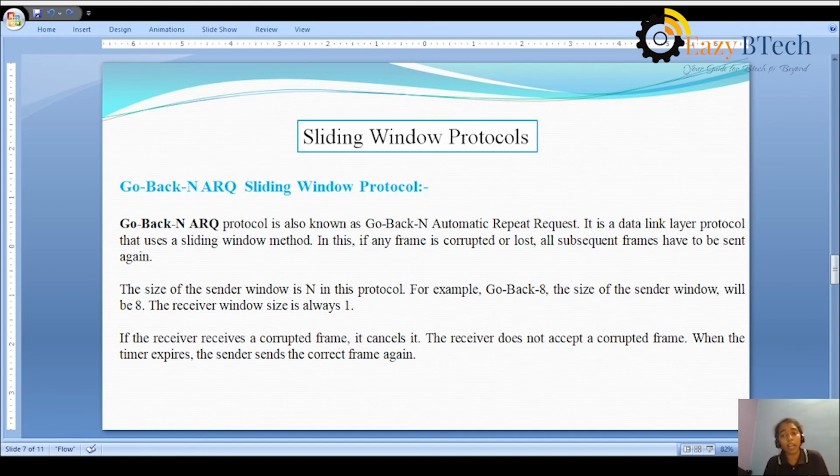While sending frames from source to destination, if any frame is corrupted during transmission, the corrupted frame will not be received by the receiver. Again, from the starting onwards, the subsequent frames will be sent by the sender to the receiver. That is the concept of Go Back N. See the diagram here, you'll get a clear idea about the Go Back N protocol.